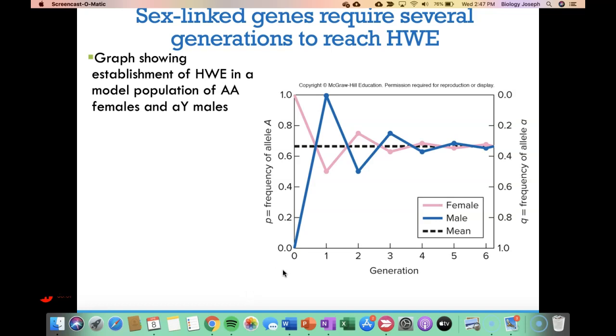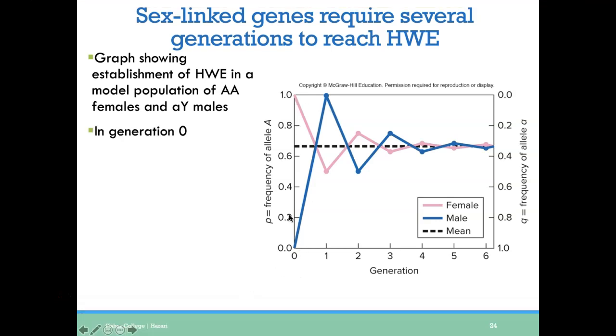So let's look a little more closely at this graph. On this axis, you're looking at the P value, and over here, you're looking at the Q value. Let's look at males first in blue, and we're looking at the females in pink. When P equals zero for males, P would be one for females. In this population, where you have only big A females and little a, Y males, that means that P would be zero for males. They have no big A. And P is one for females. They only have big A.